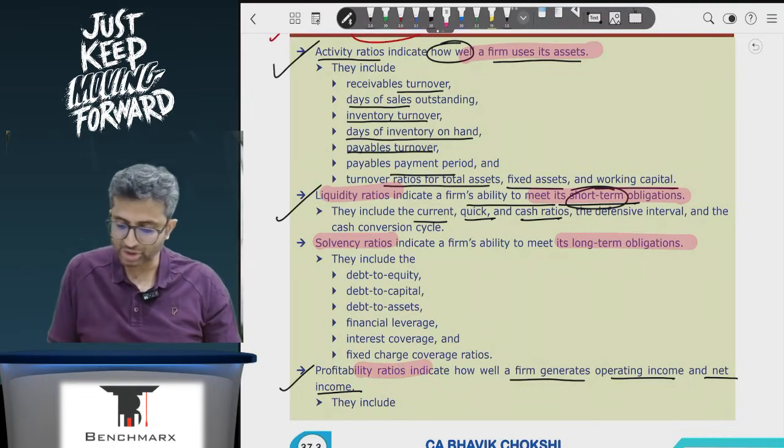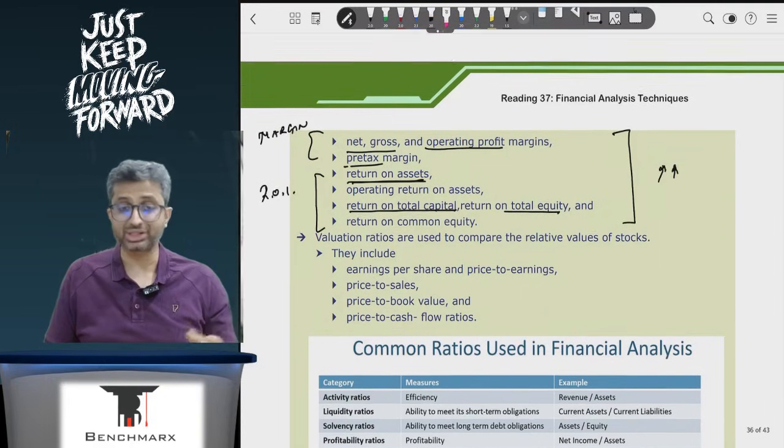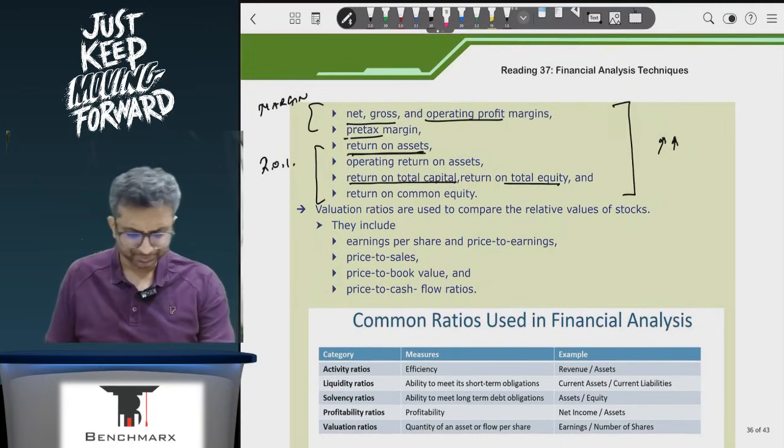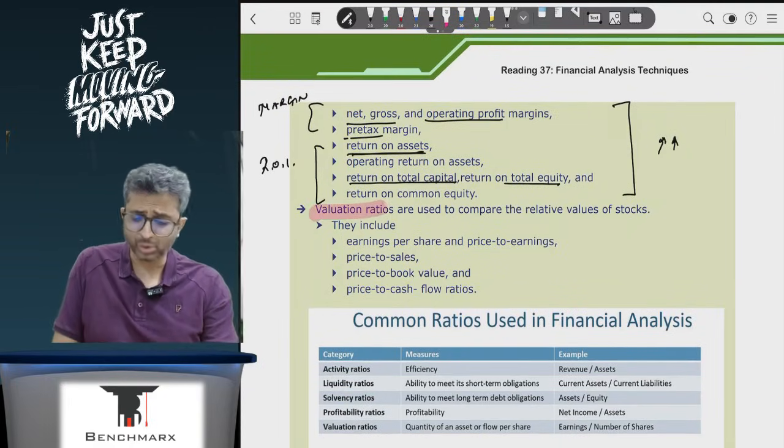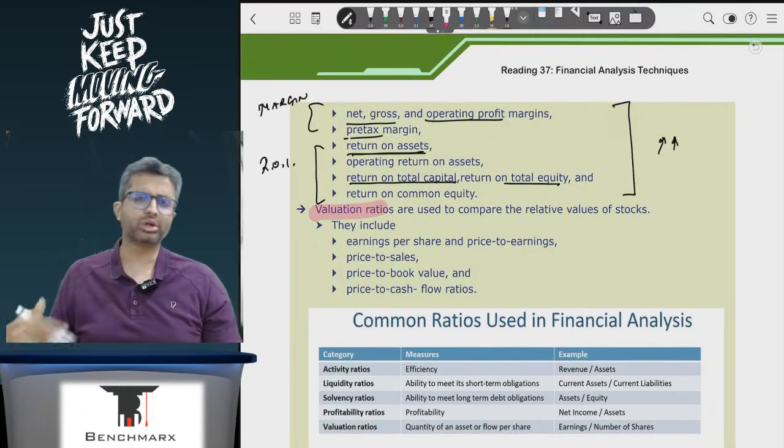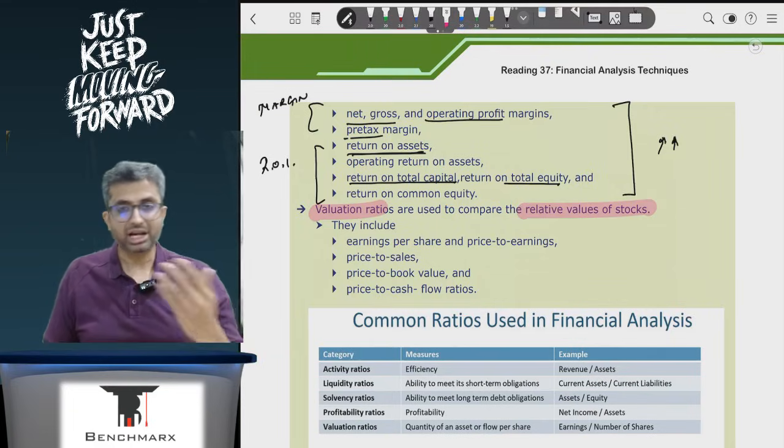So profitability ratios can be linked to income, that is a return on sales, or it can be a return on investment as well. And then there can be certain valuation ratios like multiples, price to earning, price to sales, etc. These are relative valuation.